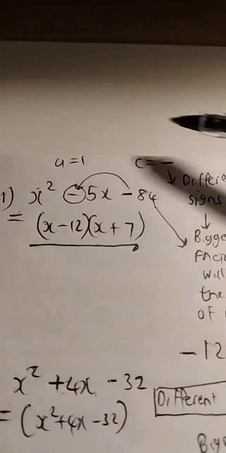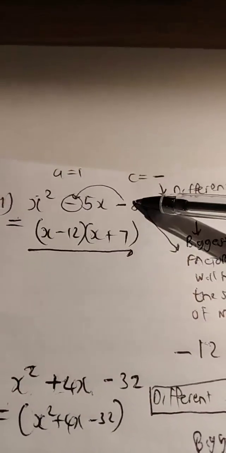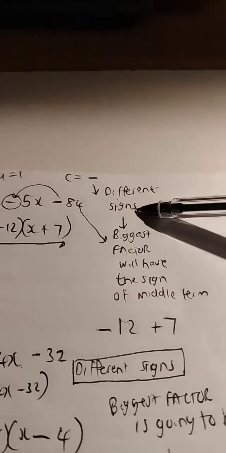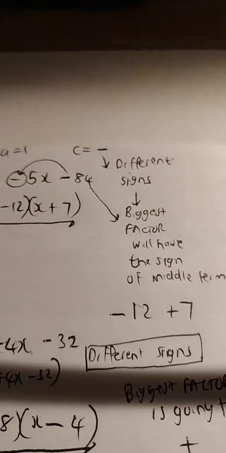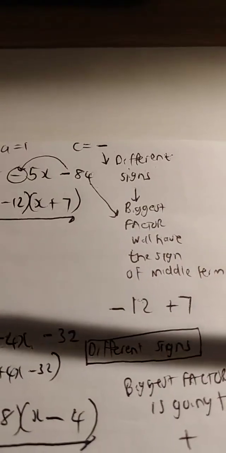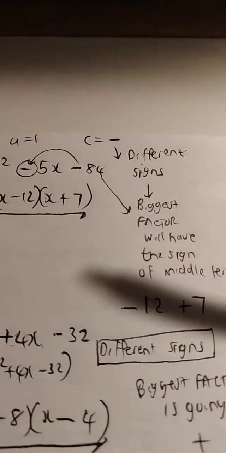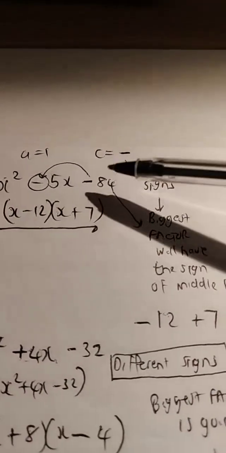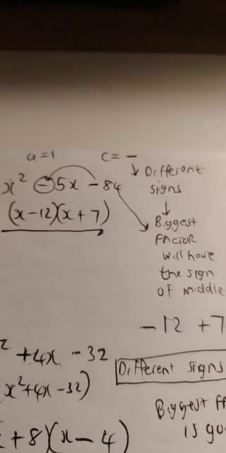Okay, so this, like I said, last term, when it is negative, means different signs. You'll remember that when the last term is positive, we said the numbers inside the bracket will have the same signs according to the sign of the middle term. They'll be the same, but here we are saying they'll be different, and the big one takes on the sign of the middle term.